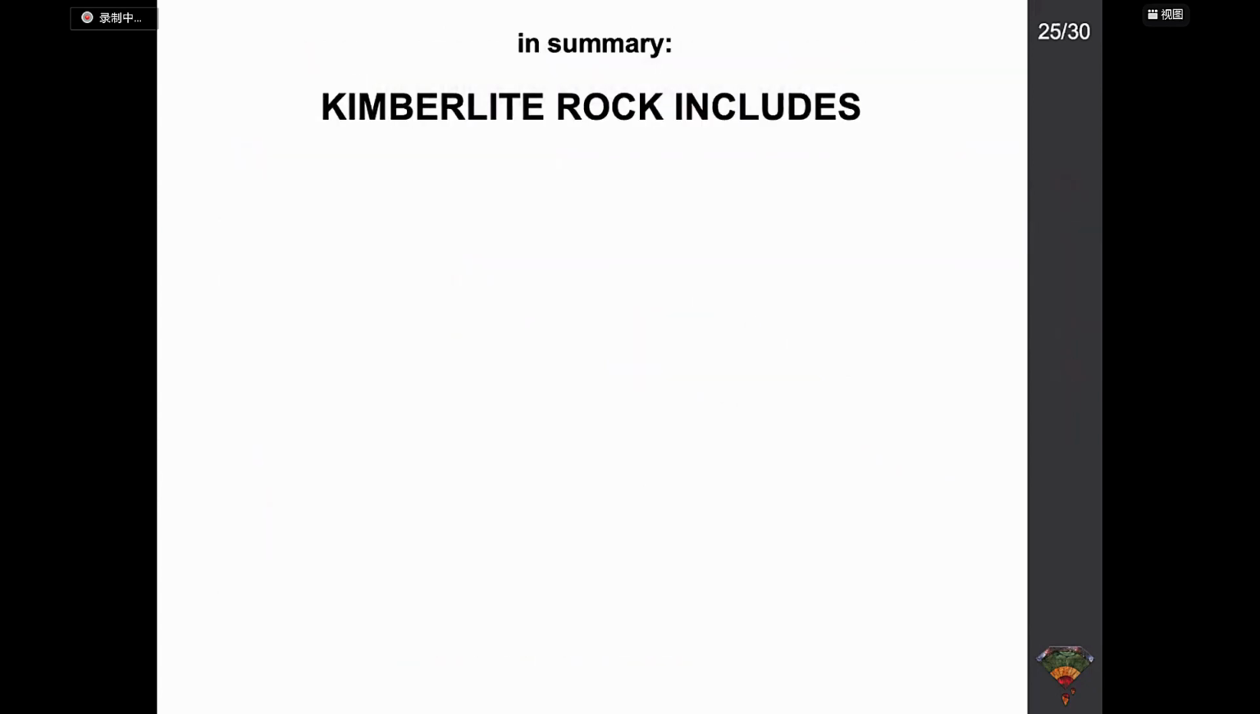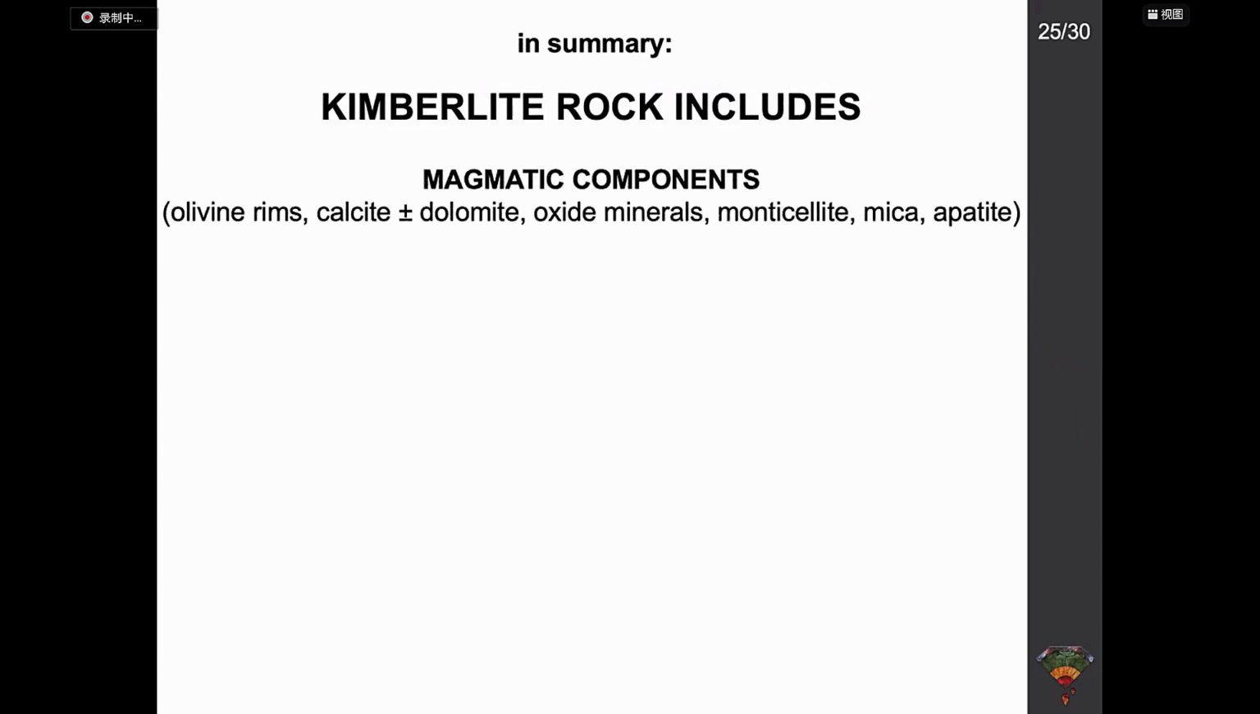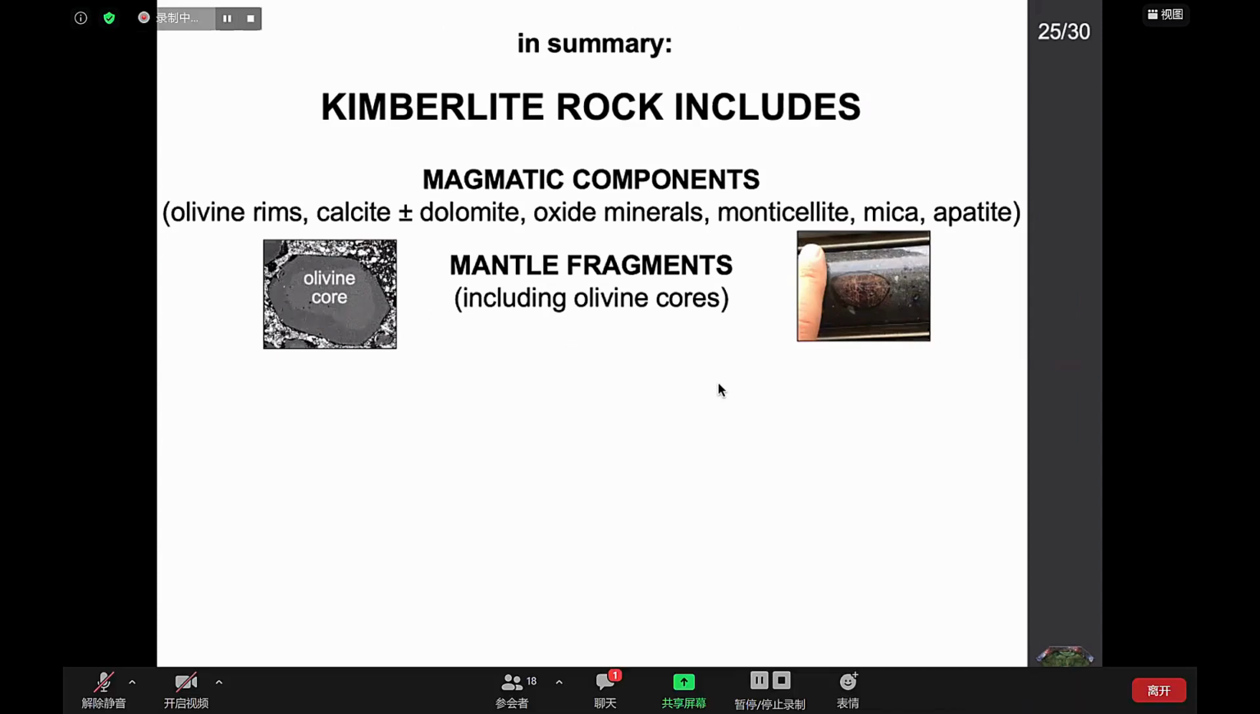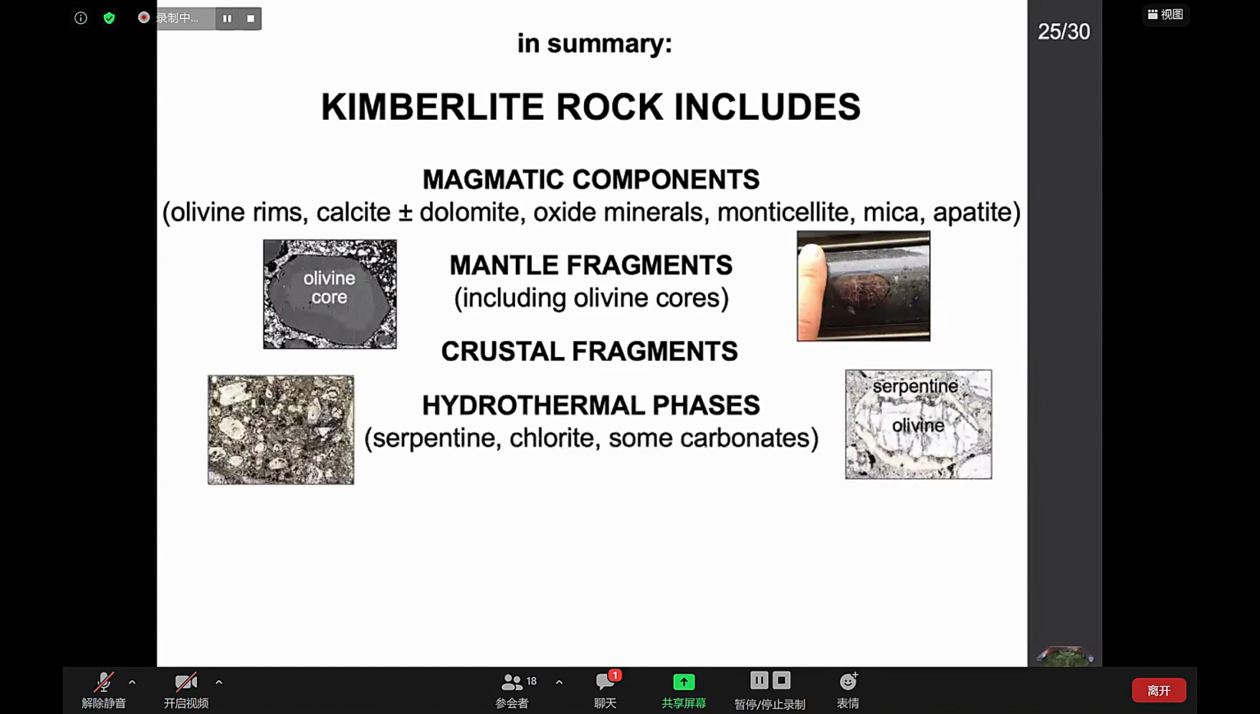So to sum up this first and more chunky part of the talk, kimberlites are hybrid rocks, which include magmatic components: olivine rims, carbonates, oxide minerals, mica, apatites, and the like. They also include abundant mantle fragments, including olivine cores, probably the most abundant of them, as well as diamonds, very little. They include crustal fragments, and hydrosilicate morphases, which are often overlooked. Serpentine is the key player here, but also some chlorides and part of the carbonates have a hydrothermal origin.